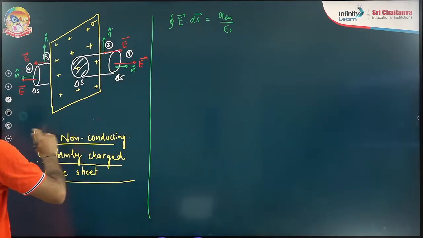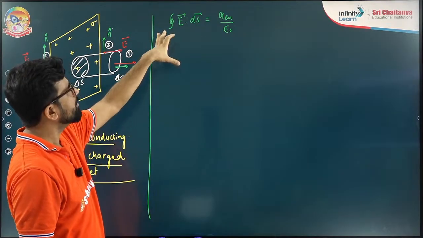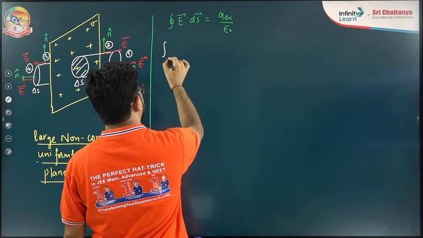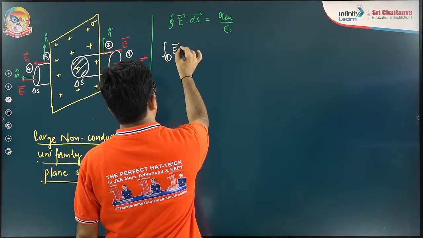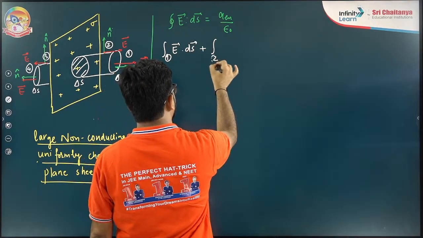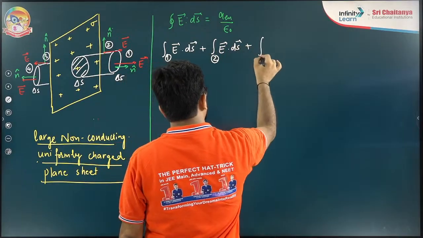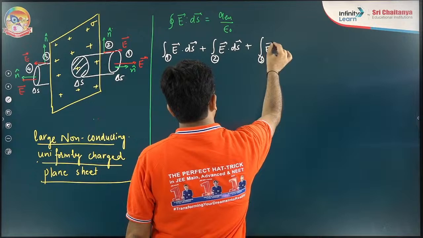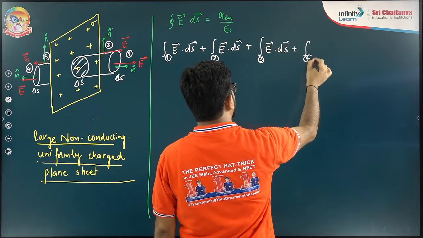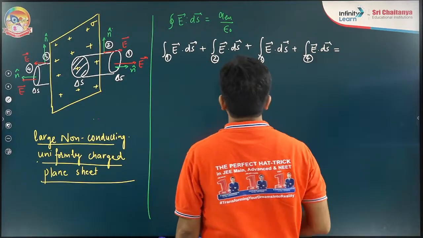So how can we do it? We can break this closed integral, meaning the closed surface, into the 4 surfaces. So what will you say? Integration for surface 1 of E dot dS, plus surface 2 also E dot dS. Similarly for surface 3 also E dot dS. Similarly for surface 4 also it is E dot dS, and that is equal to Q enclosed.